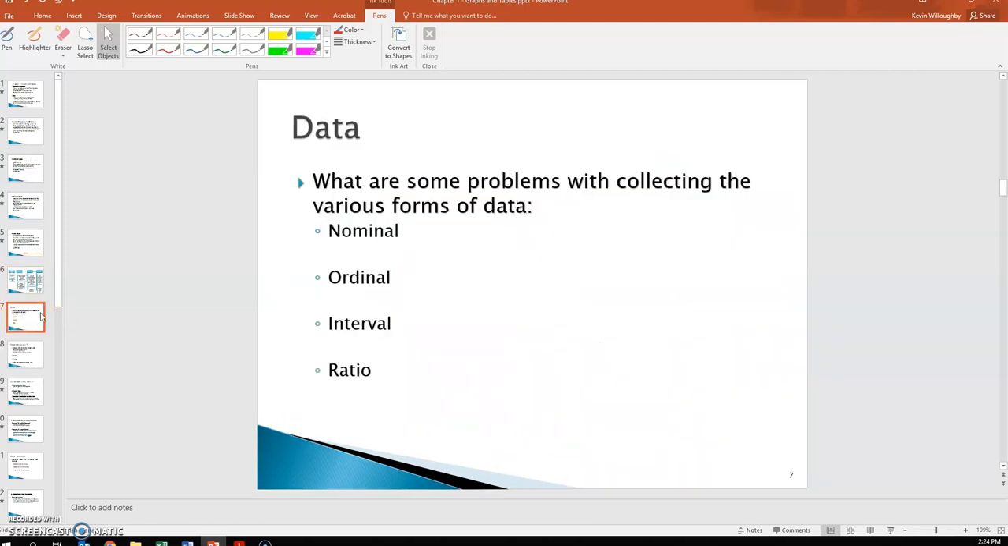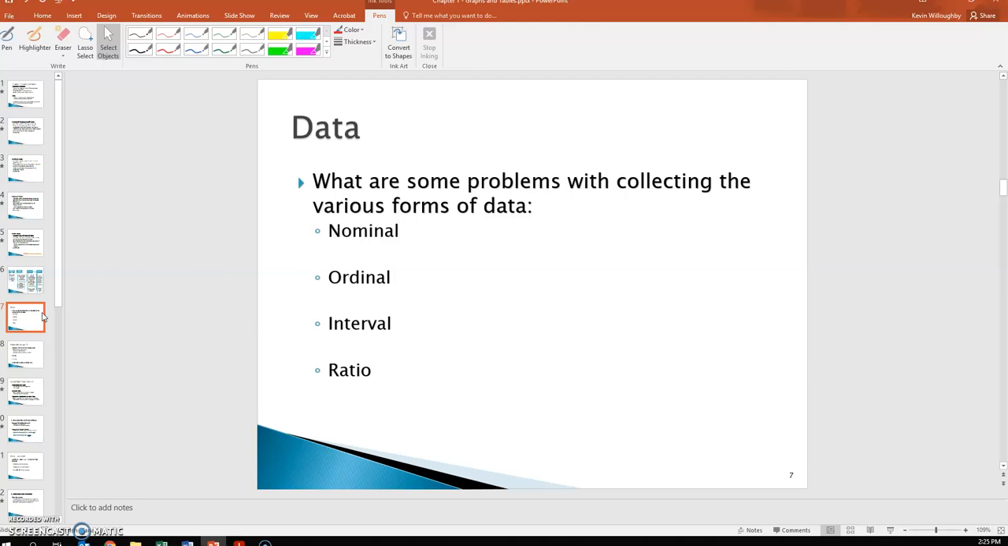So what are some of the problems with collecting data? What data is easier to collect? Basically, the easiest data to collect is nominal or categorical. You basically ask people specific categories. It could be favorite color, type of car they drive. It's really easy to collect. Where they live using their postal code would be really easy data to collect.